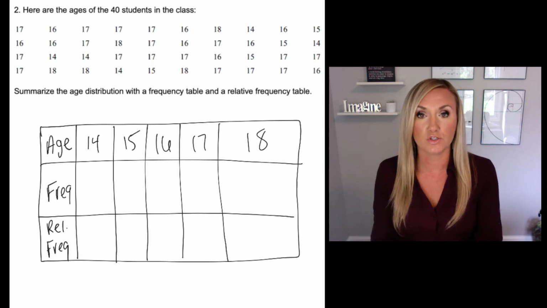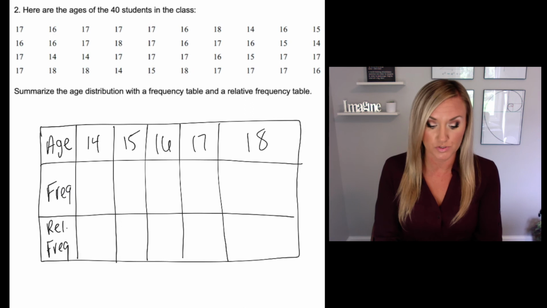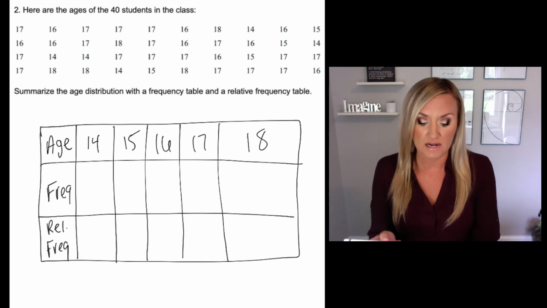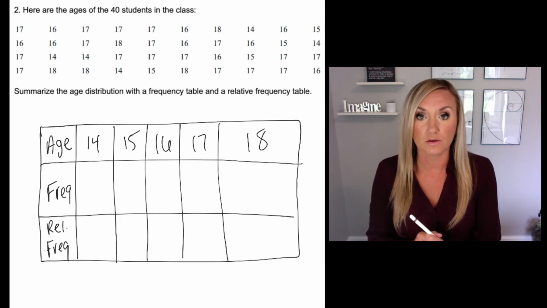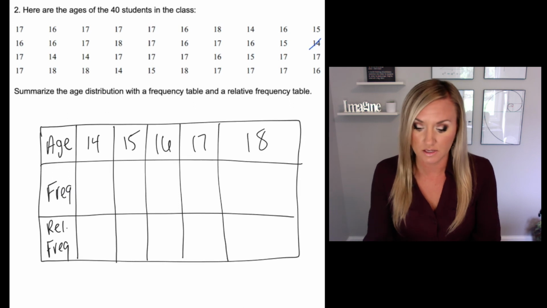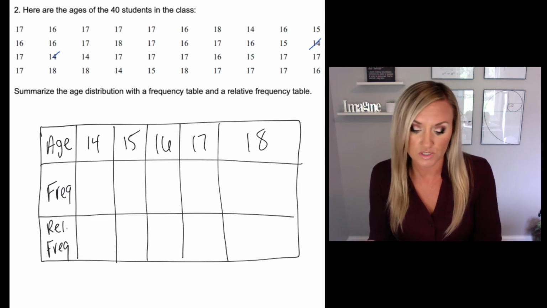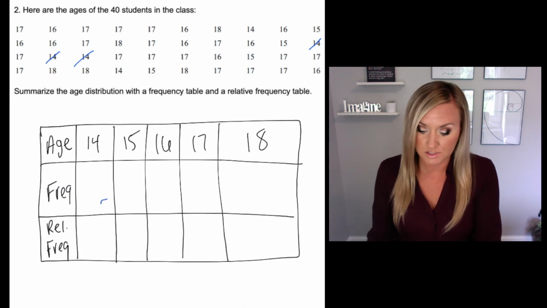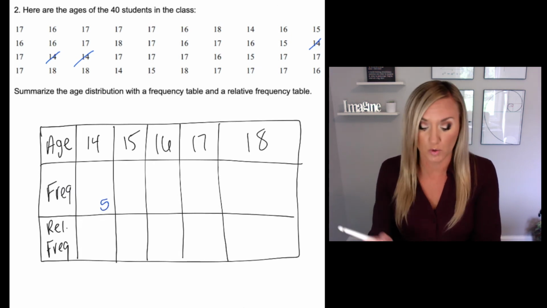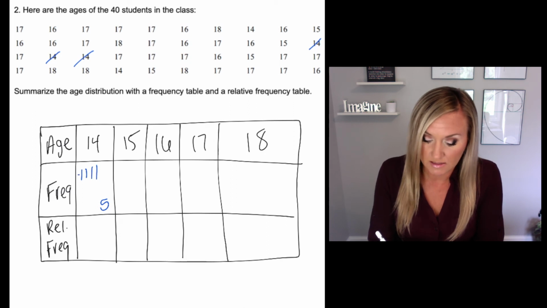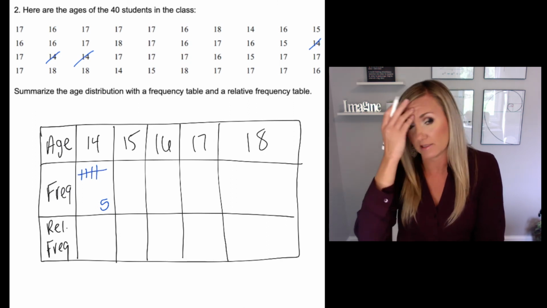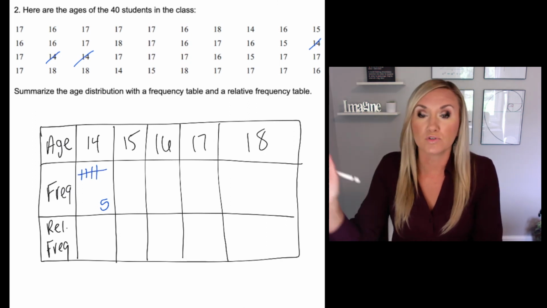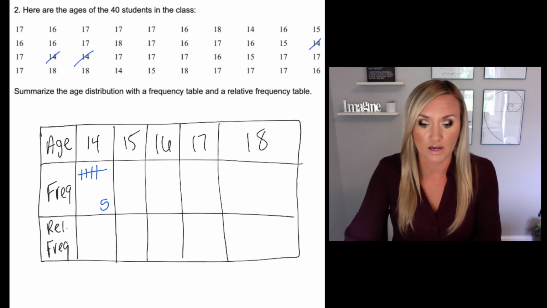So now we have to physically count. Frequency is how many, so count how many 14-year-olds are in that class. You just try to find all the 14-year-olds, 1, 2, 3, and there happens to be 5 total. What helps is if you tally them up as you're counting through, and then give the actual number.